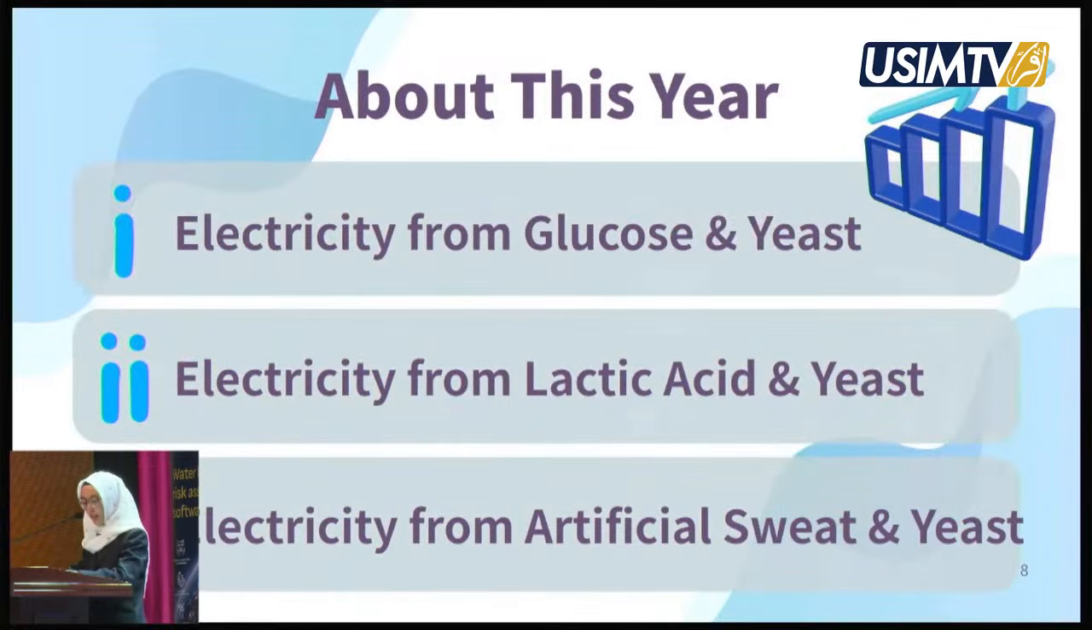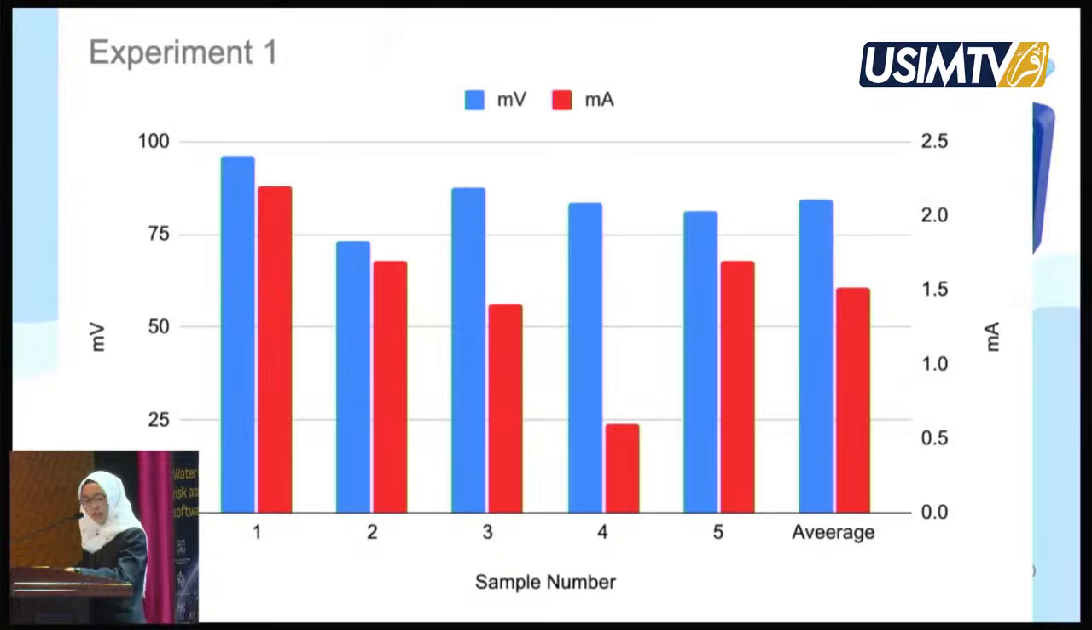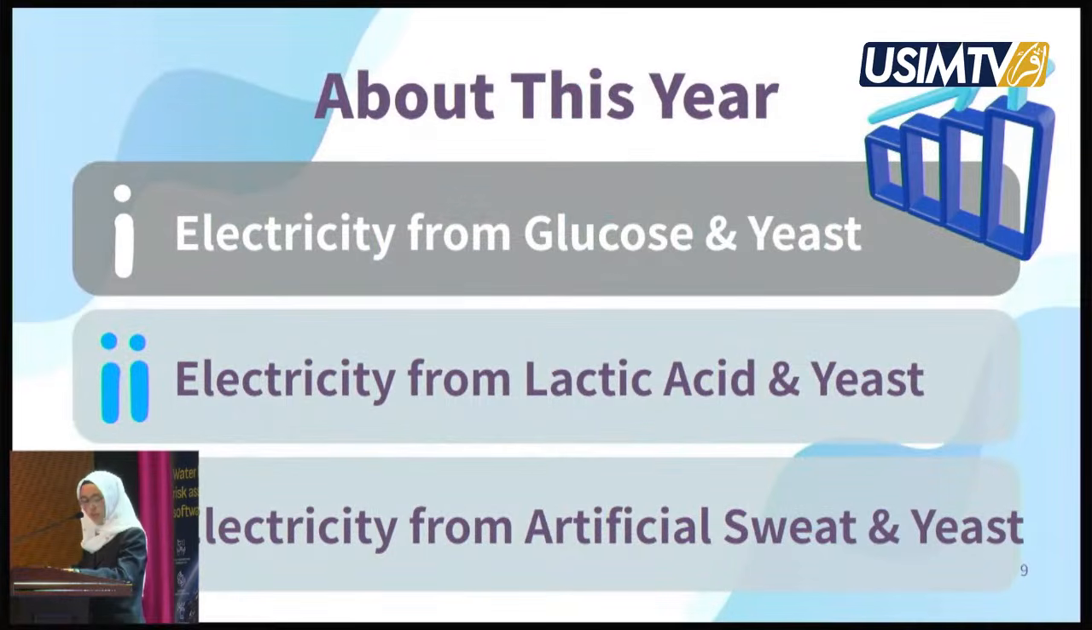So this year, I carried out 3 stages of experimentation. First, I investigated whether yeast could generate electricity from glucose. Second, I investigated electricity generation from lactic acid. Finally, I tested whether yeast could generate electricity from artificial sweat. For the first experiment, I could generate electricity from a glucose solution. And for the second experiment, I could generate electricity from lactic acid solution too.